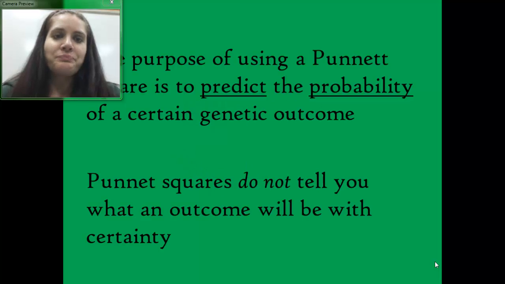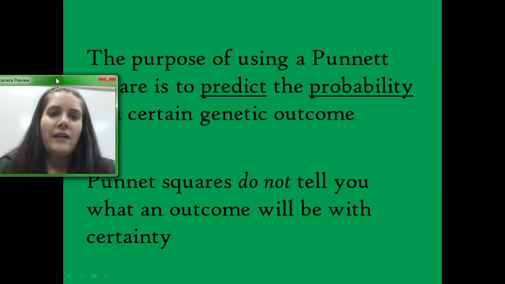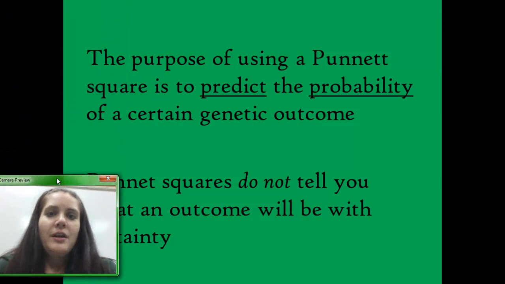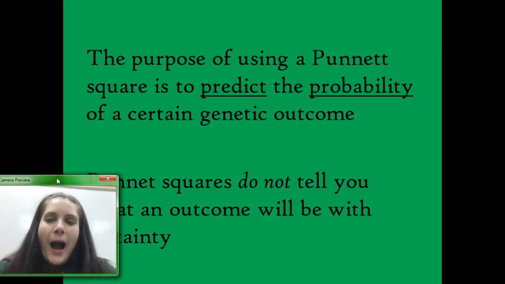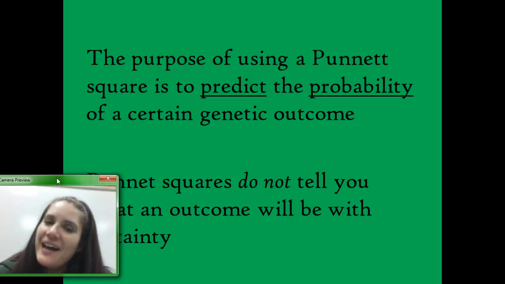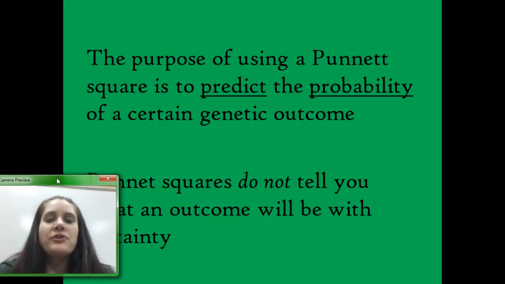All right, Punnett squares. So the purpose of using a Punnett square is to predict the probability of a certain genetic outcome. The whole idea here is you are making a prediction and you are figuring out what's probably going to happen. Not what's definitely going to happen, but what's probably going to happen. So you're saying if this parent and this parent have a baby, what is their baby probably going to look like? What are the odds that such and such is going to happen? That's what a Punnett square is for.